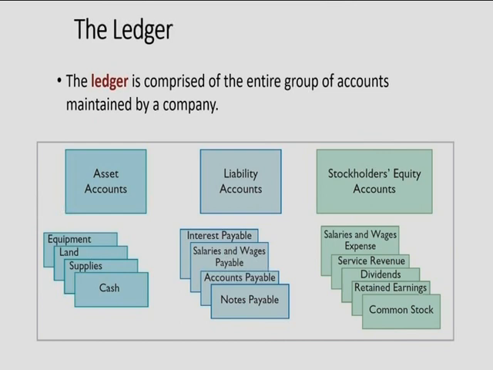Under shareholders' equity accounts we will have salaries and wages and expenses, service revenue, dividends, retained earnings and common stock, etc. These are some examples of ledgers maintained by the business. Now going back to the journal entry that we have passed for the transactions of Mr. Dawa, let's see how this journal entry is now posted into ledger accounts.